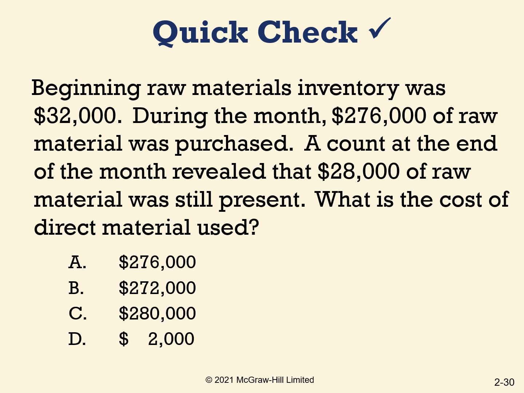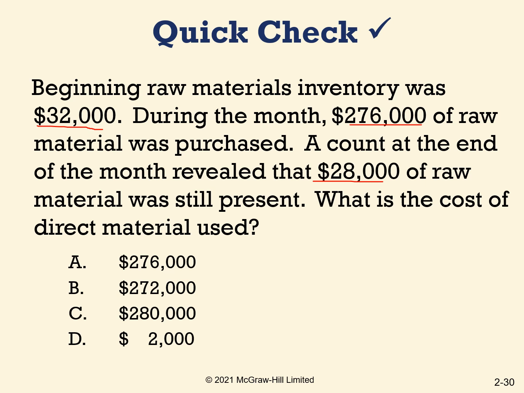But first, let's do a quick check. Our first question is, beginning raw materials inventory was 32,000. During the month, 276,000 of raw material was purchased. So our purchases. A count at the end of the month revealed that $28,000 of raw material was still present. So what is the cost of the direct material used?